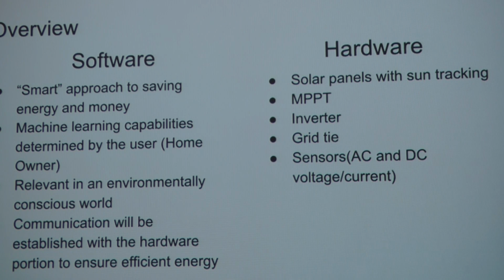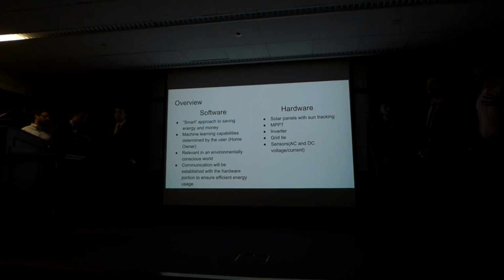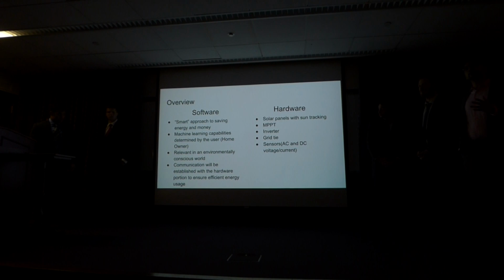Okay, so for hardware overview, we will be using solar panels with sun tracking, the maximum power point tracking system with a charge controller to manage our battery, and an inverter which will convert DC to AC voltage in conjunction with a grid tie to inject synchronous AC voltage to the grid. And finally, we will have sensors that will monitor our AC and DC voltage and currents.